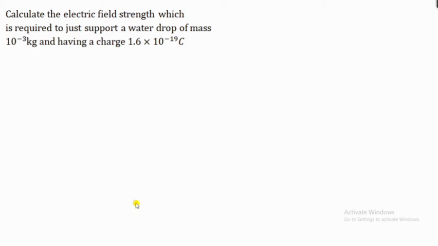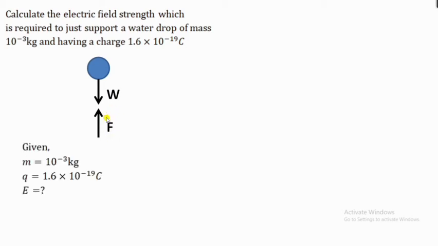So this is the next question. Calculate the electric field strength which is required to just support a water drop of mass 10 to the power minus 3 kg and having a charge of 1.6 into 10 to the power minus 19 coulomb. So this is the water drop. Force on the water drop will be the downward force, that is the weight. In order to balance this, we have to give an upward force F, and this should be the electrostatic force.